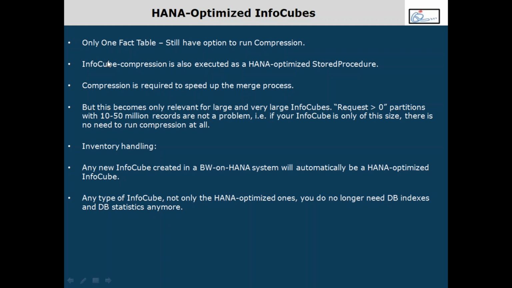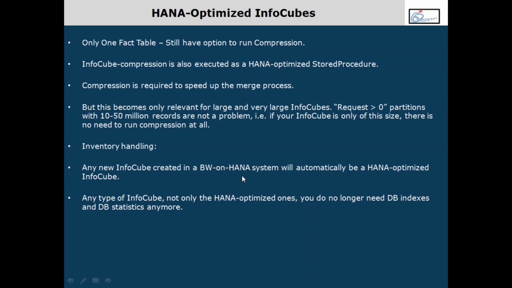We still have the option to do compression. InfoCube compression is also executed on the HANA optimized cube. And InfoCube compression now is not an ABAP program, it's a stored procedure. Compression is required to speed up the merging process. But this becomes relevant only for large or very large cubes where the request greater than 0 contains 10 to 50 million records.